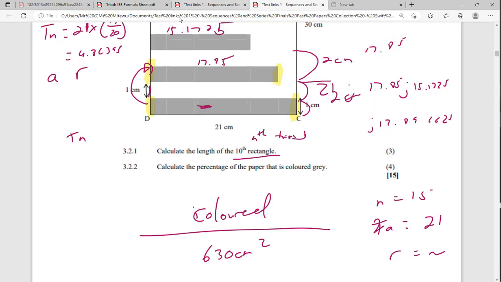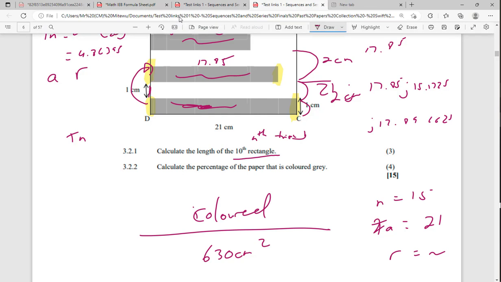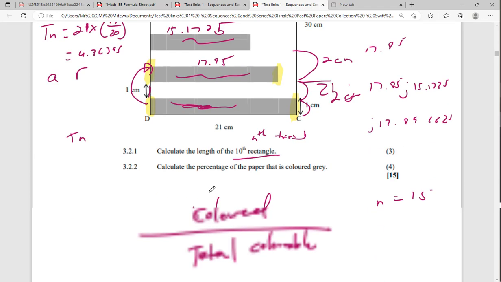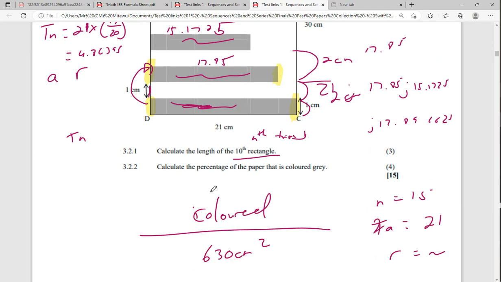What it'll basically do is find us how much has been colored, because it'll find this one plus this one plus this one plus all the subsequent ones up until the 15th one, because that's how many rectangles we end up having, 15 rectangles. So we use 15, plug that into the equation, and then you do this expression.